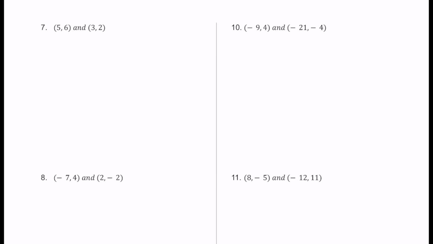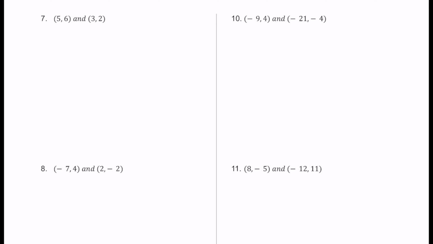For number 7, take a look at what is different here. Unfortunately for number 7, we don't have any free points, right? So this is a little bit more annoying. When this is the case, you have 2 different points and neither of them are very helpful. What you have to do is not find b first, but actually find m first, okay?